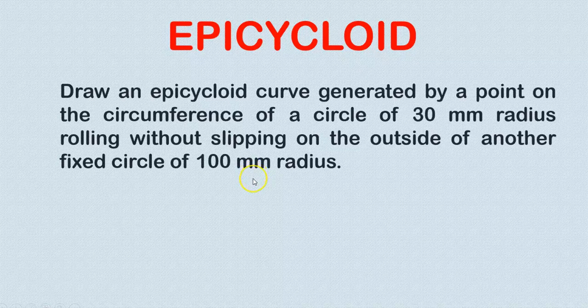How to calculate the included angle? Theta is equal to small r by capital R into 360. It is equal to 30 by 100 into 360. It is 108 degrees. So with this included angle of 108 degrees and using AutoCAD software, we'll see how we are going to construct the epicycloid.